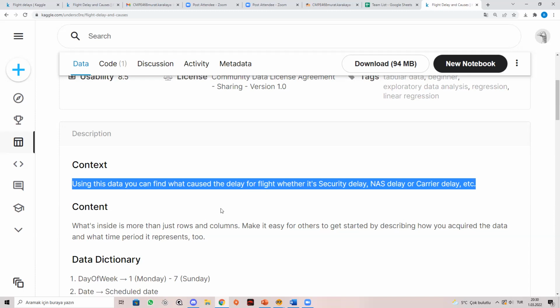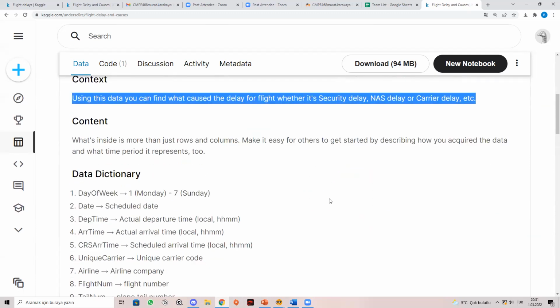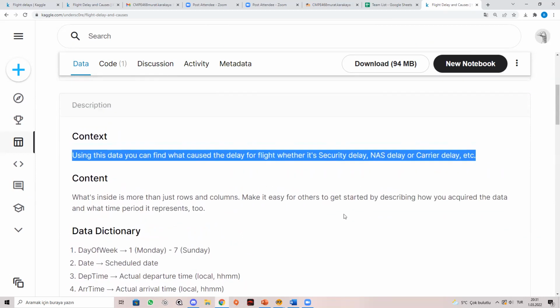I see, sir. On Kaggle they also say this is used to find the cause of the delay, but is there any possible way to predict the cause? Is there any relationship in the features? I didn't see one, because there is no data about weather. Am I right? Yes, sir.